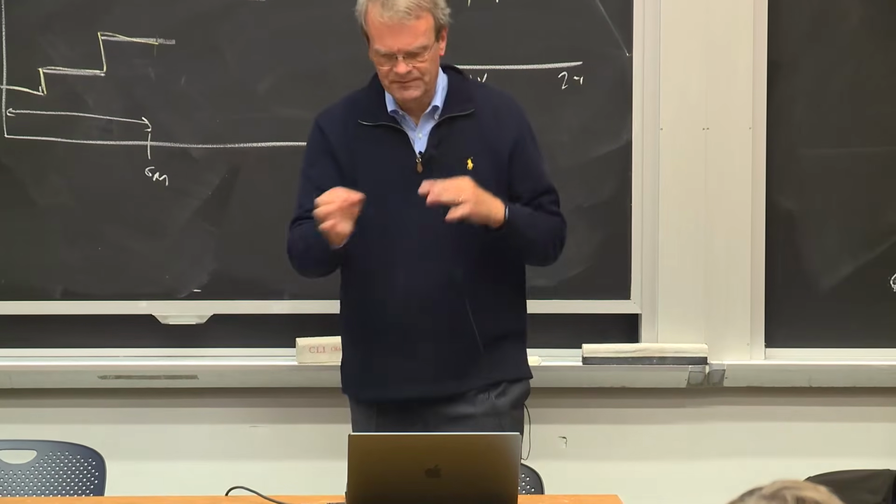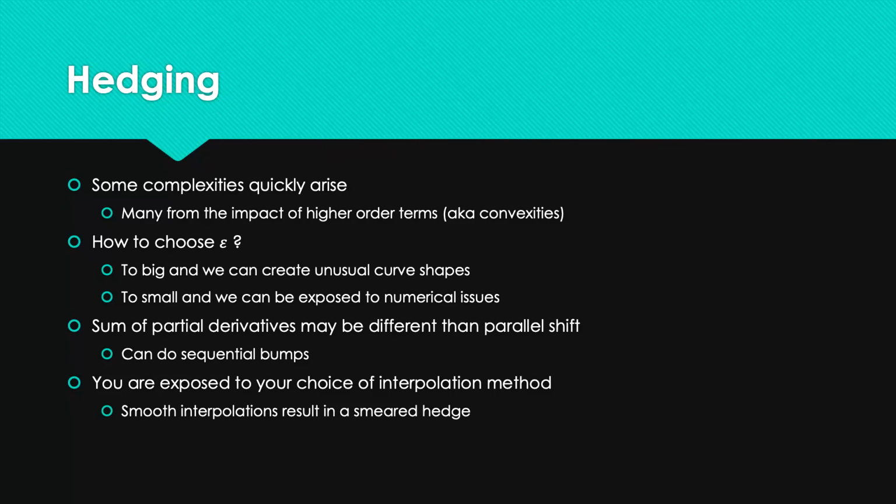So there are some sequential bumps. There are all sorts of little convexities that come in. And as I said, you're exposed to your interpolation method. If I'm doing a local interpolation, my hedges are concentrated around my maturity. If I'm doing a global one, they're going to be more distributed. So this was something that, again, you get into lots of arguments with people about pretty quickly.